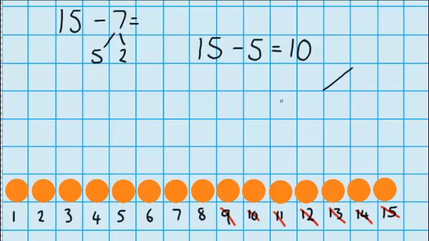So let's record what we've just done. We had 10, we took away another 2, which means we have 8 counters left. So 15 minus 7 equals 8.